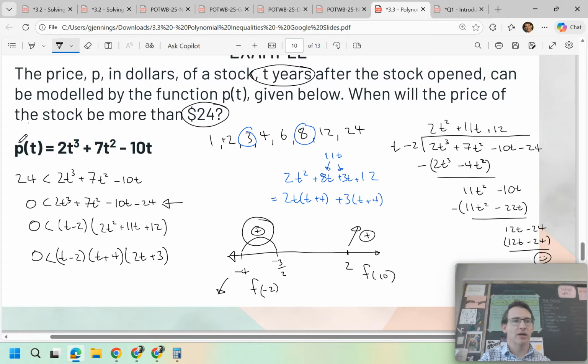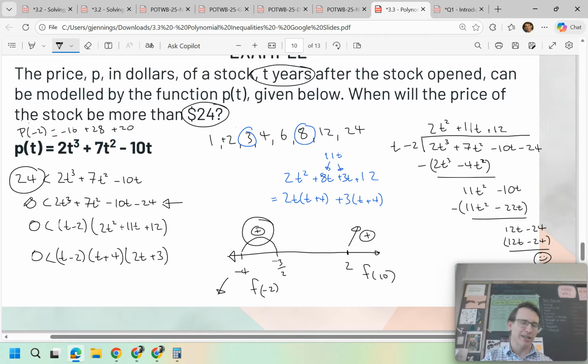Okay, if I have p at minus 2, I might as well test in my original function even before I set it equal to 24 and before I kicked it over, because I know what I'm doing, right? So this is going to be 2 times negative 8, so that's negative 16, plus 28, plus 20, because negative 10 times negative 2, and you can clearly see that that's well more than 24. So our intervals are correct.